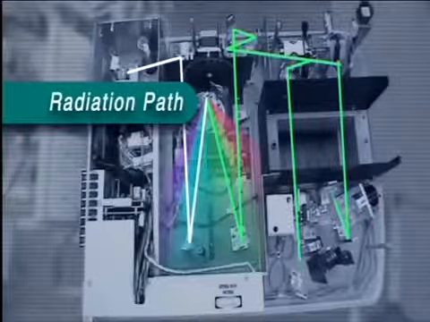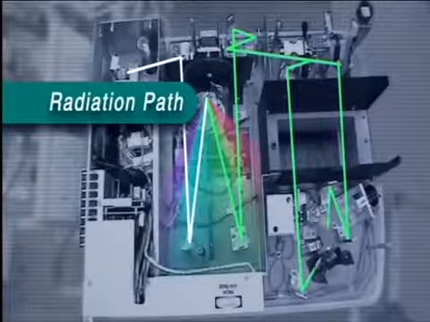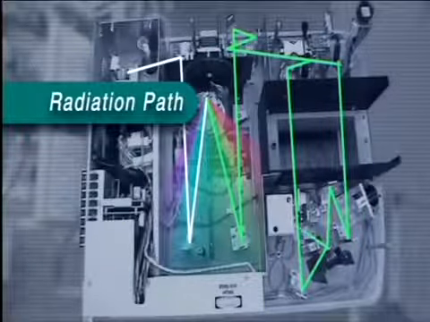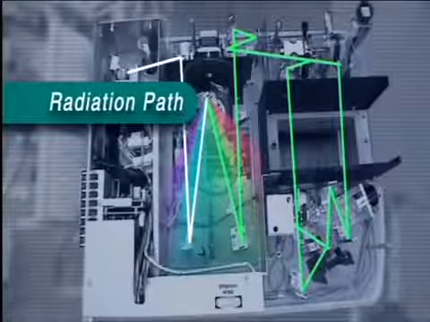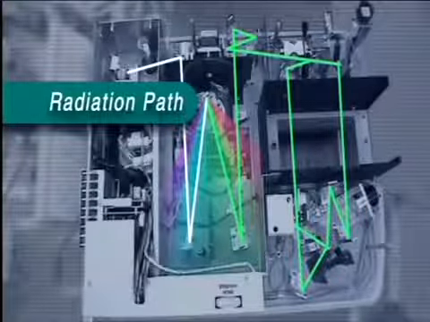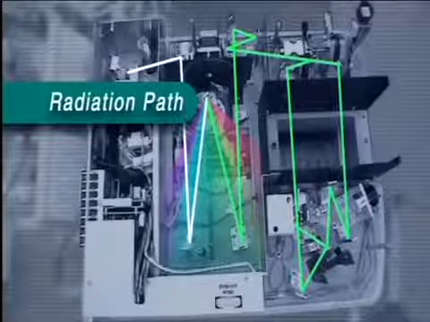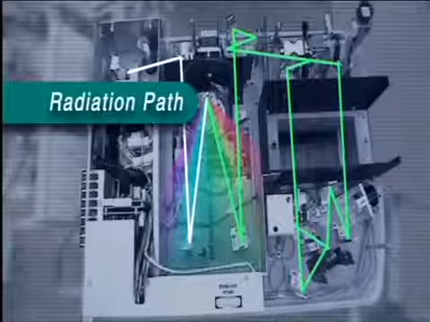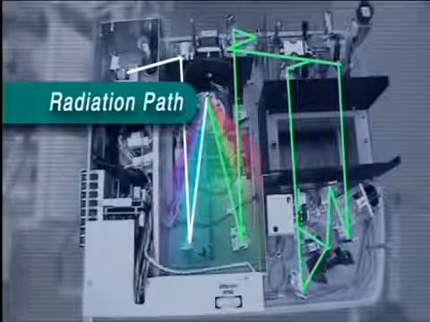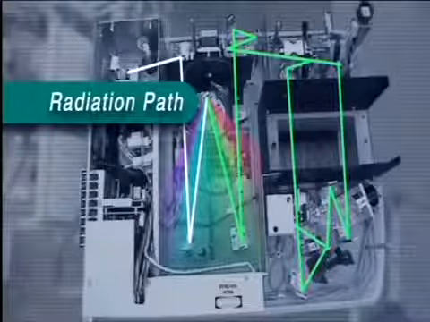Both sample and reference beams are directed by mirrors onto a detector. This compares their intensities and sends a signal proportional to the ratio of their intensities to the computer that controls the instrument. The logarithm of this ratio gives a quantity called absorbance, which is a measure of how much light has been absorbed by the sample at that particular wavelength.